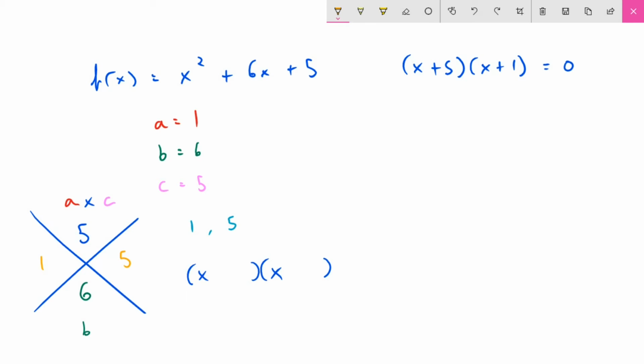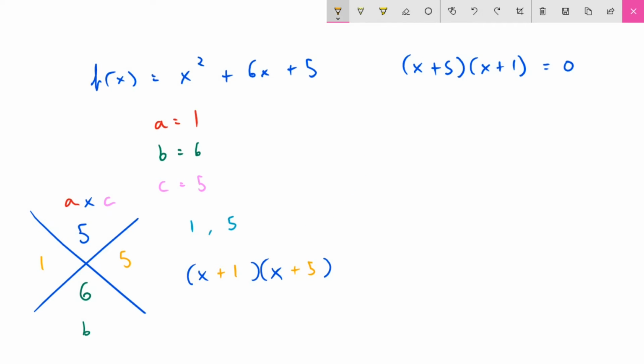So we have a positive 1 right here, so in one of my parentheses, I'm going to put plus 1. And we have a positive 5 on our other side, so in the other parentheses, we're going to put plus 5. And now our factored form for this polynomial is x plus 1 times x plus 5. As you can see, that's the exact same thing I got up here in the first place, so I know I'm right.